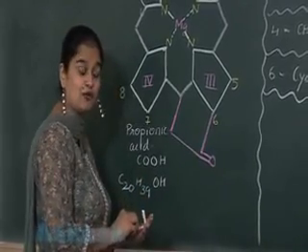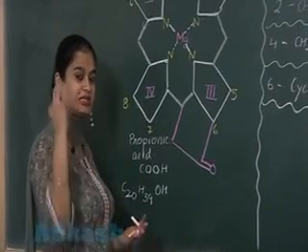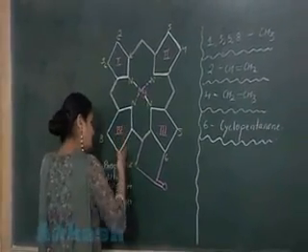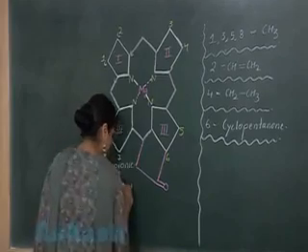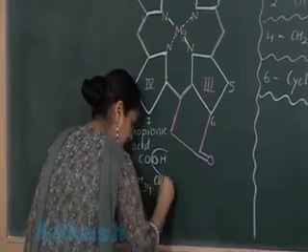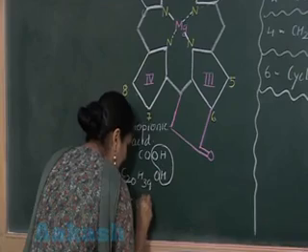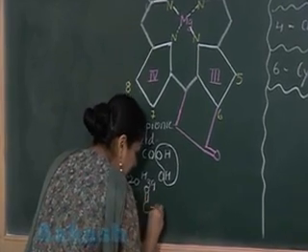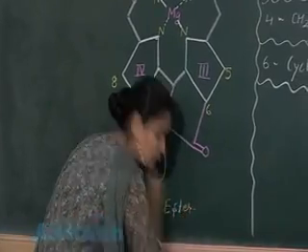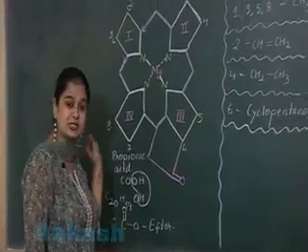So after the loss of water, there will be formation of ester linkage. So this esterification will help in the attachment of the tail at the 7th position, right? After the loss of water, there will be formation of ester linkage, and this ester linkage helps in the attachment of the tail to the chlorophyll head. Yes? So the structure of chlorophyll A is very much clear to all of you.